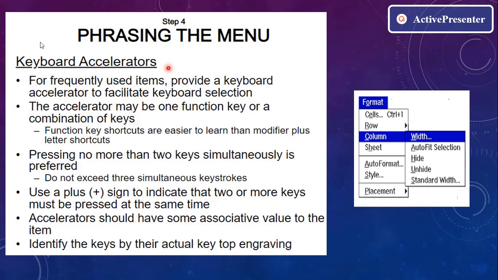Or Control P you might have used to print the file, or Control S to save the file, Control V to paste the file or paste certain contents. These Control C, Control P, Control S or Control V are called accelerators. Why? Because we don't need to go to the menu and invoke the action. Instead, we call them shortcuts, a shortcut method to access certain actions or tasks.